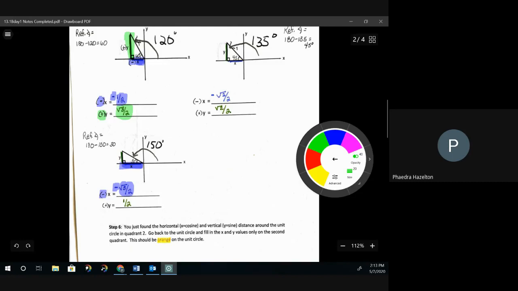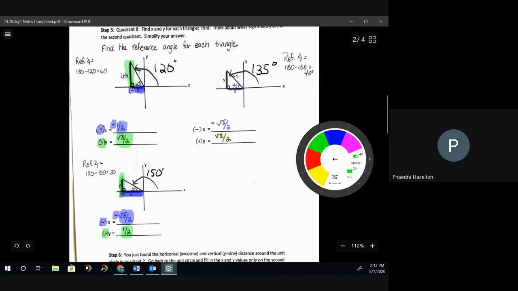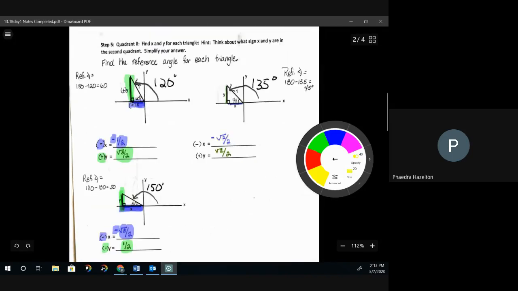And then we've got this one. I'm going up from my x-axis, so that's why it's going to be positive. And that's my short leg, so that's 1/2. And then again, we're on this one, 45, 45.